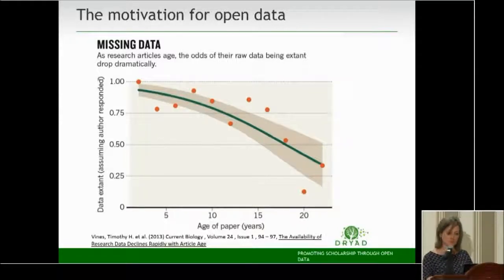Without open infrastructure for data, the scholarship which an article or argument is based on is simply not there. It disappears. So this is much scarier. The idea that the actual information gleaned from a study could disappear and no longer be available.